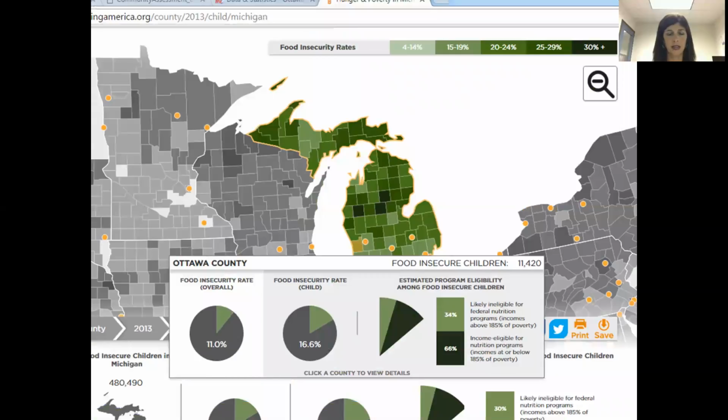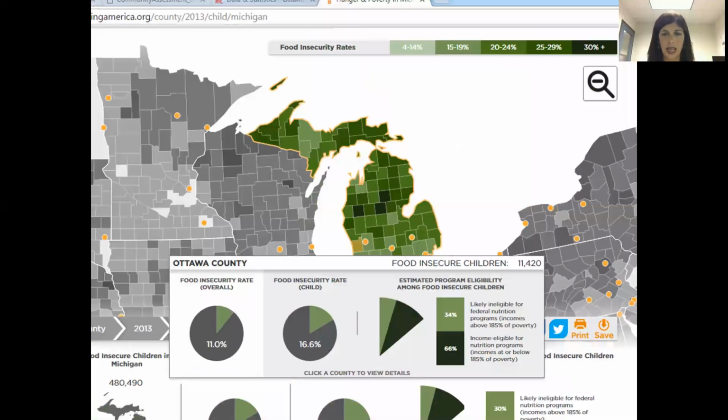Another thing that we've looked at and focused efforts around is the number of food insecure children in Ottawa County. We know that the overall rate of food insecurity is right around 11%. But when you're talking about children, that jumps to 16.6%, which is quite concerning as a council that's trying to address these issues.